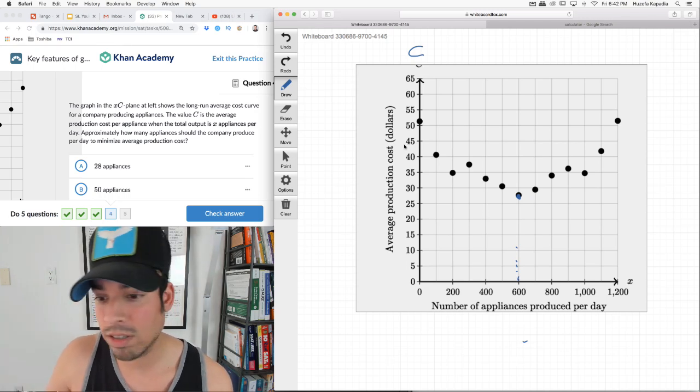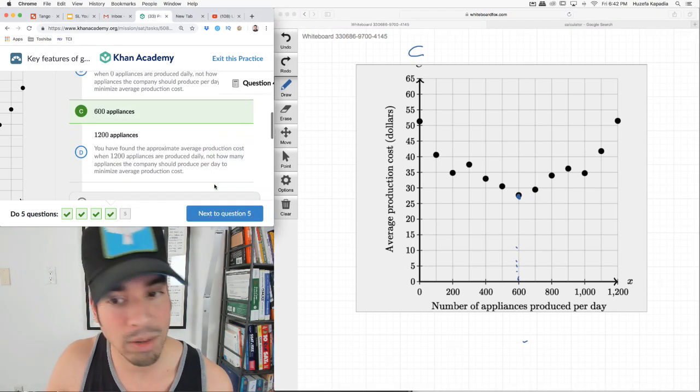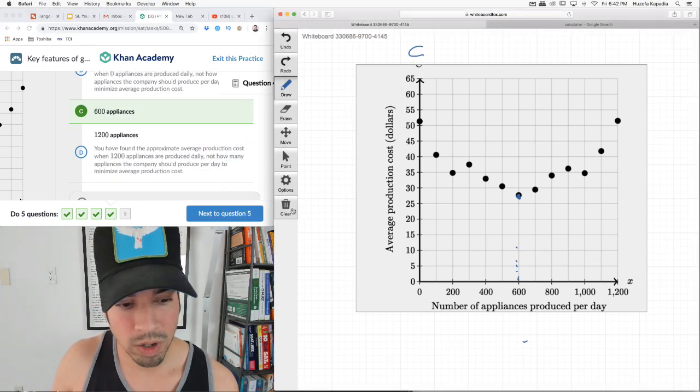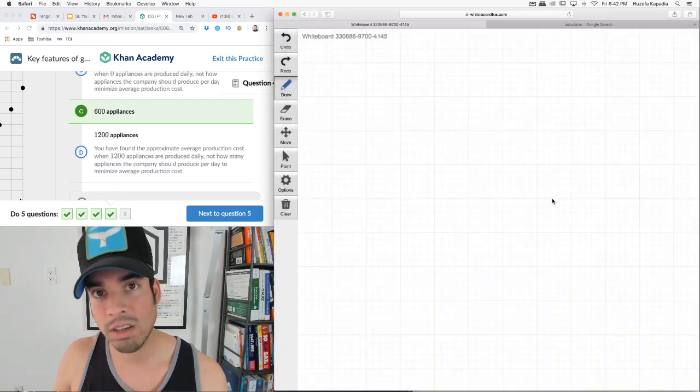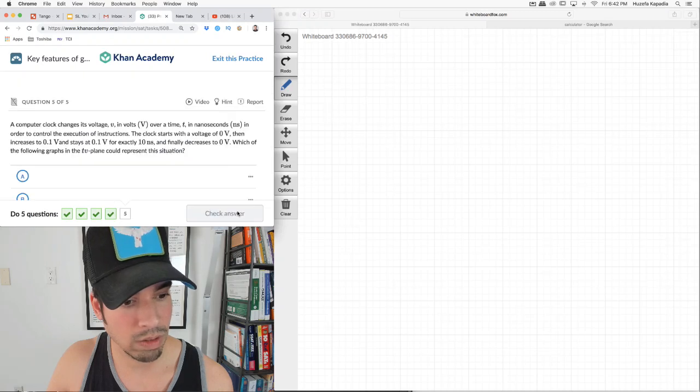I think it's got to be 600, unless I'm misinterpreting this graph. Yeah. Okay. So that was just a really straightforward one. I sometimes catch myself when it feels so easy and I need to, just to reevaluate for a second.